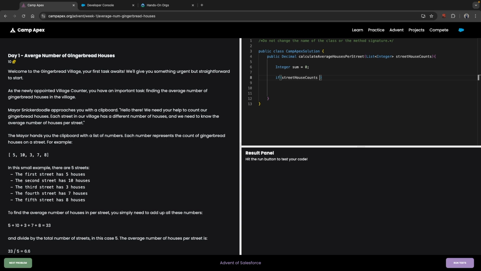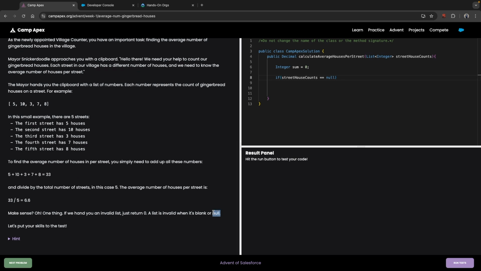If street house counts is null, which was the edge case they wanted us to take care of here, or if it's empty, I want to return the sum as it is, which is 0. Alternatively, I could also just return 0 here and move this if statement up even higher. That's totally valid if you wanted to do that as well. I'll just keep it like this for now.